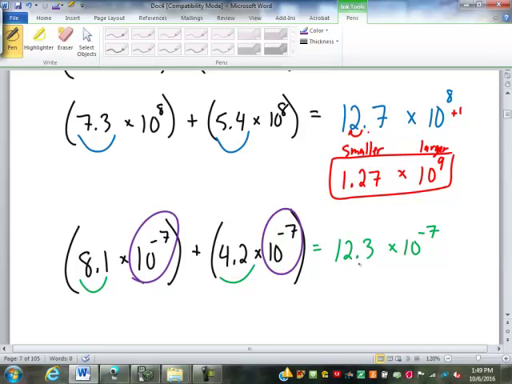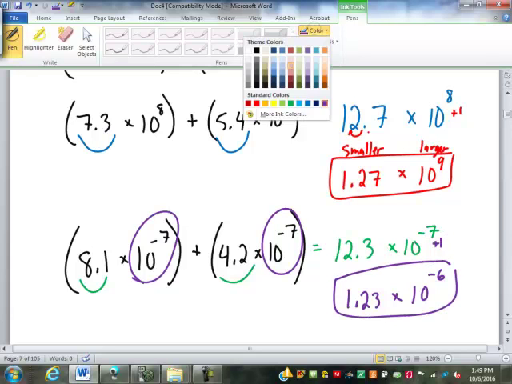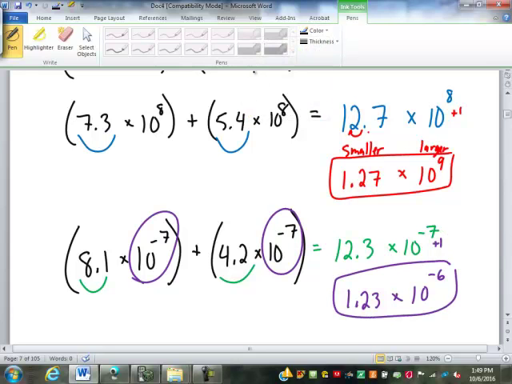So obviously we can't leave that as a 12. It's going to become 1.23. The number got smaller again, so the power has to get bigger. So it's going to be 10 to the negative 6. Yeah, we're adding 1. Negative 7 plus 1 is negative 6. A lot of people want to say negative 8 there because you're trying to go up, but you are adding 1. The number of powers you add is always the number of decimal places you move.